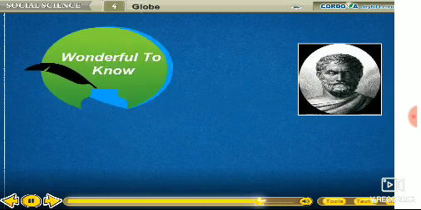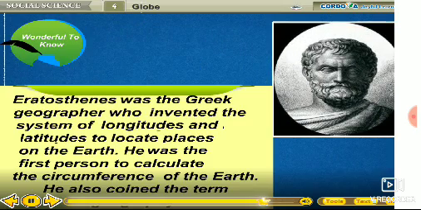Wonderful to know! Eratosthenes was the Greek geographer who invented the system of longitudes and latitudes to locate places on the earth. He was the first person to calculate the circumference of the earth. He also coined the term geography.